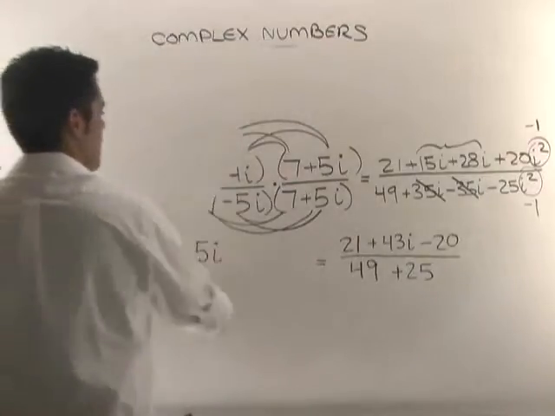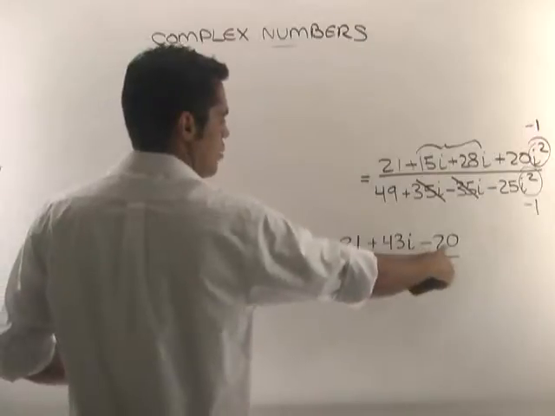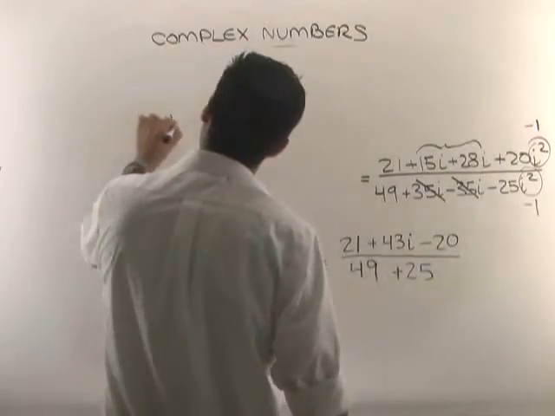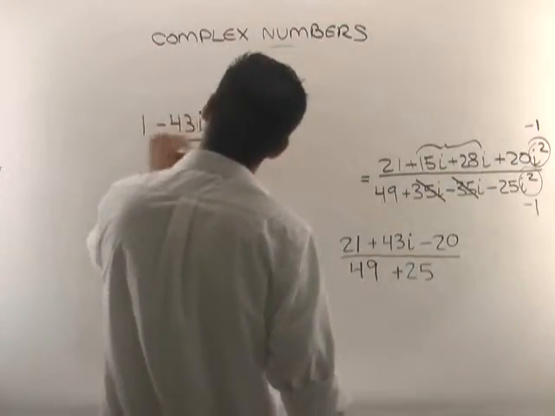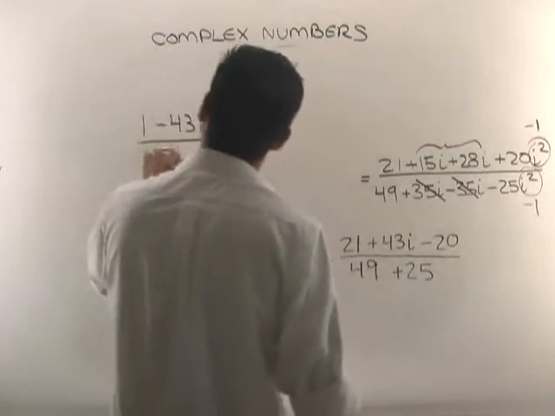Okay, now we're ready to almost have our answer. We're going to take our 21. We're going to subtract 20. That's going to give us 1 plus 43i. Over, on the bottom, 49 plus 25, which gives us 74.